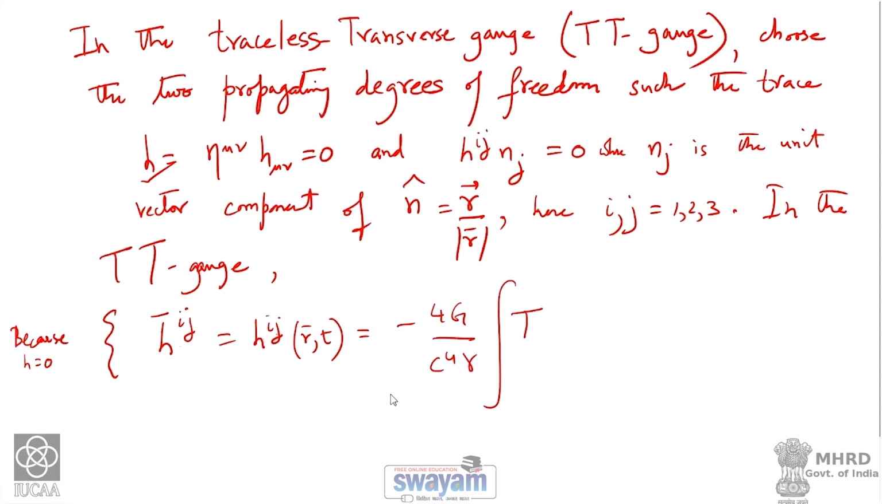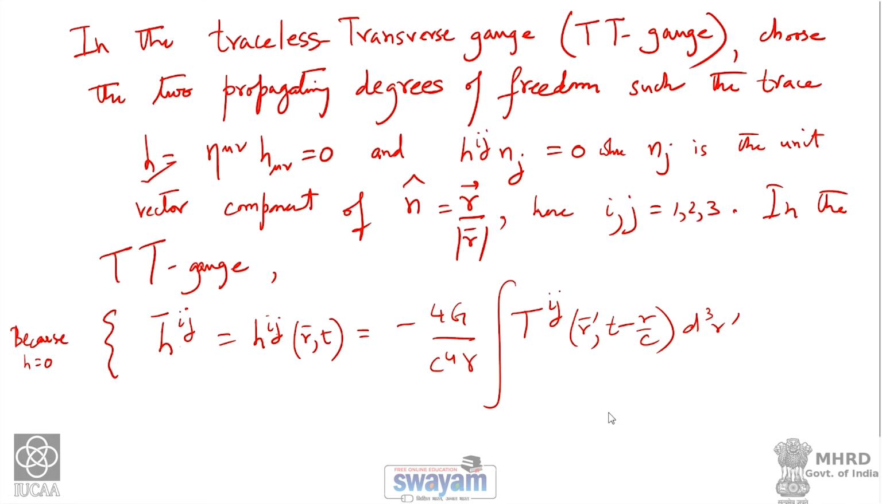Integral T_ij at r prime, t minus r by c, d^3 r prime. Okay. So, this is our formula. You give me the energy momentum tensor of the matter, I get the amplitude of the gravitational wave, and causality is maintained because for the energy momentum of the matter, only the retarded part has to be taken into account.